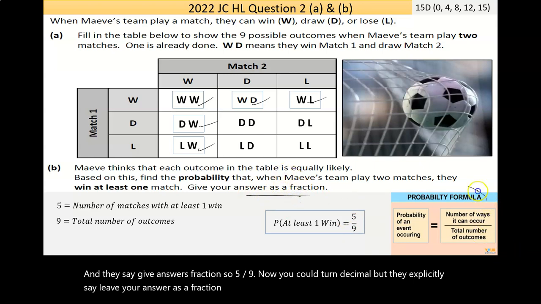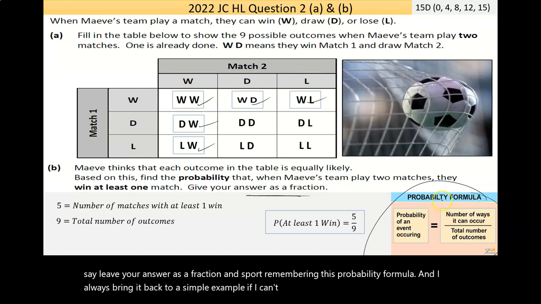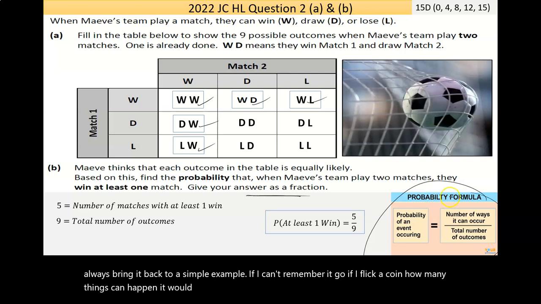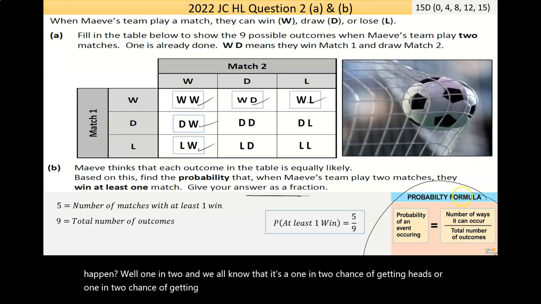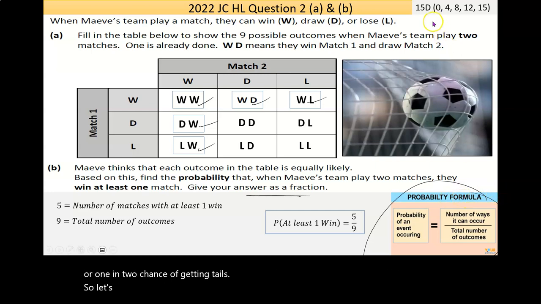And it's worth remembering this probability formula. I always bring it back to a simple example if I can't remember it. If I flick a coin, how many things can happen with a fair coin? Well, two. If I flick it once, how many things will happen? Well, one in two. And we all know it's a one in two chance of getting heads or a one in two chance of getting tails. Okay, so that's part A and B, again a big chunk of marks.